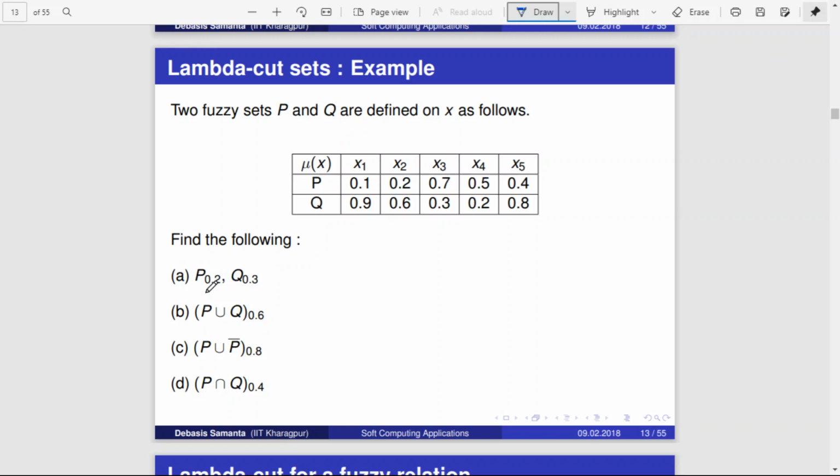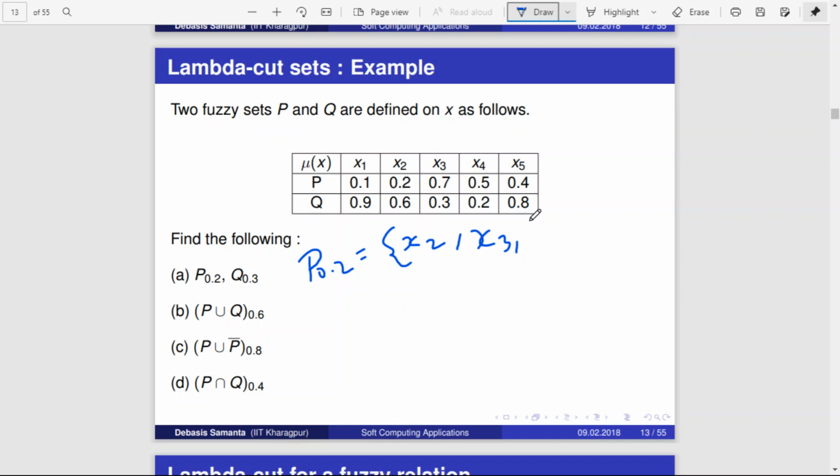Now P 0.2, that is the alpha cut for P 0.2. It will be what? For the set P, take those values greater than or equal to 0.2. Is x1 greater than or equal to 0.2? No. Is x2 greater than or equal to 0.2? Yes, so x2 we take. Is x3 greater than or equal to 0.2? Yes, so x3 we take. Is x4 greater than or equal to 0.2? Yes, so x4 we take. Is x5 greater than or equal to 0.2? Yes, so x5 we take.